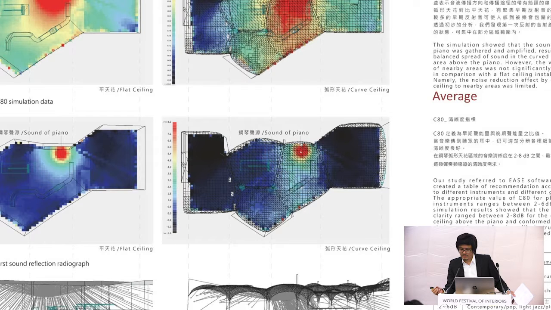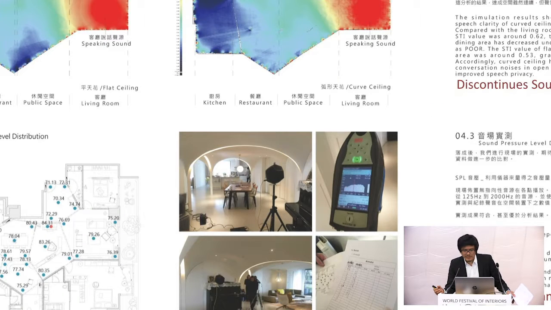And one interesting thing is on the right-hand side. You can see there's a dark blue, which is the kitchen. So the sound comes from the living room, but will not pass to the kitchen because of the shape of the ceiling. Besides the simulation, we also did a test after we finished, and the effect is much better than we expected, which makes us very happy.